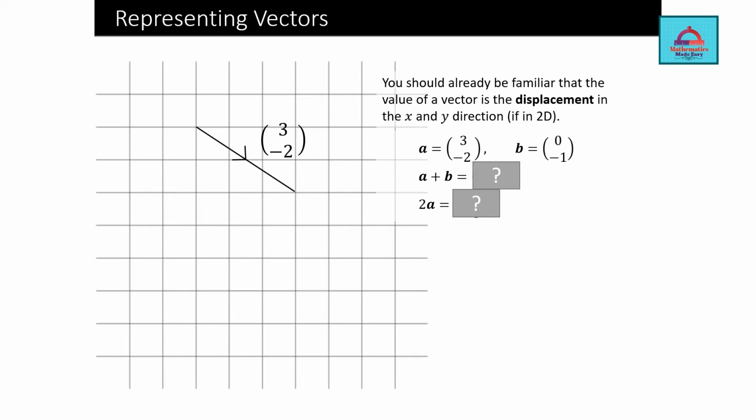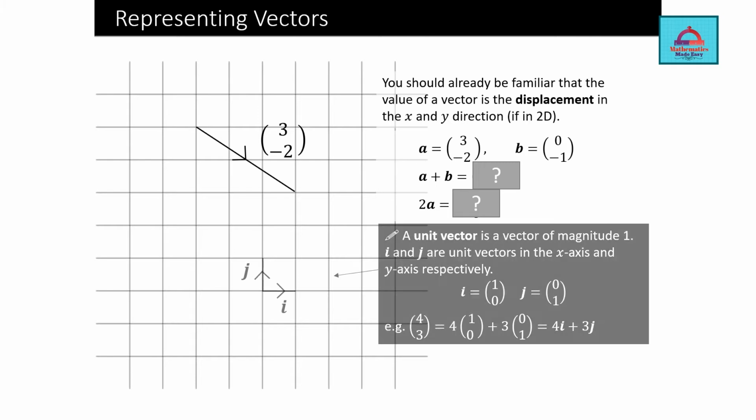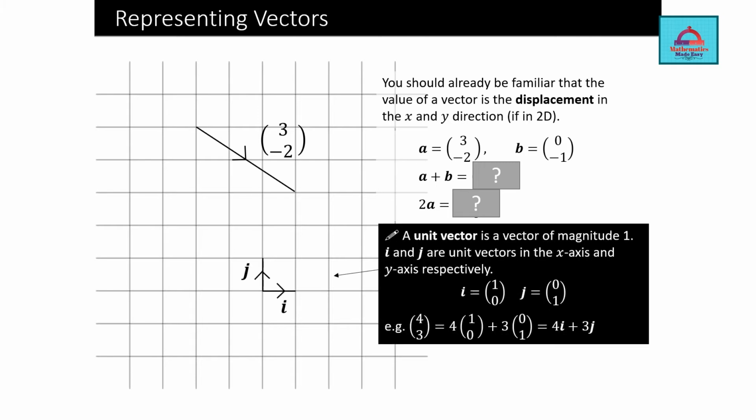So if you look at your coordinate plane, x and y direction in 2-dimensional, then the displacement or the value of the vector is the displacement in the x and y direction. So you can see here a and b. If we take these two vectors, then how can we find a plus b and 2 times a? Let's see. So a plus b would be 3 plus 0, which is 3, and negative 2 plus negative 1, which is minus 3. And 2 times a would be just 2 multiplied to each of the values. So your vectors would be like this.